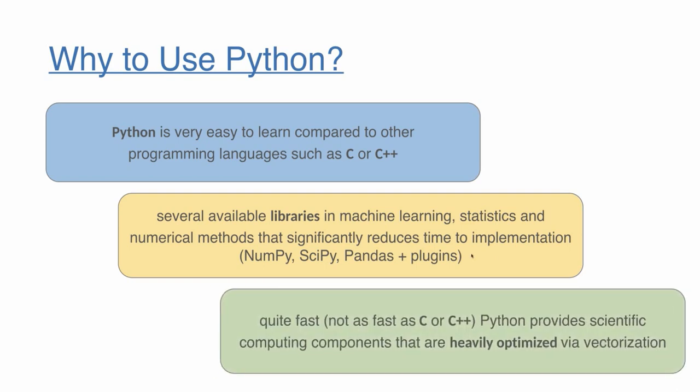Okay, and finally, Python is quite fast. Of course, it is not as fast as C or C++. So if you are into high frequency trading, then of course you have to use C or C++ as the underlying programming language. But what's crucial is that Python provides scientific computing components that are heavily optimized with the help of vectorization. Because of vectorization, Python can eliminate loops such as for loops or while loops, and this is why Python is quite efficient and quite fast.